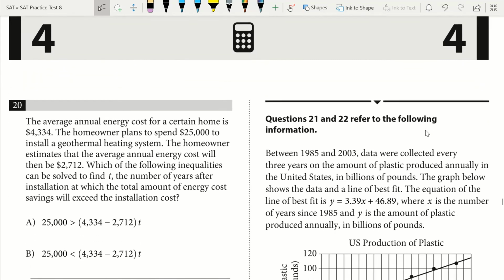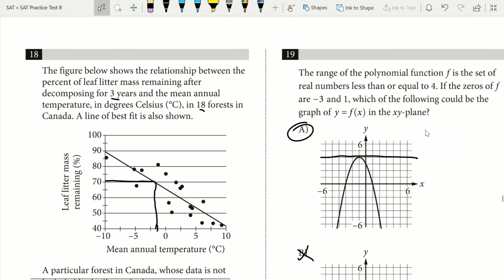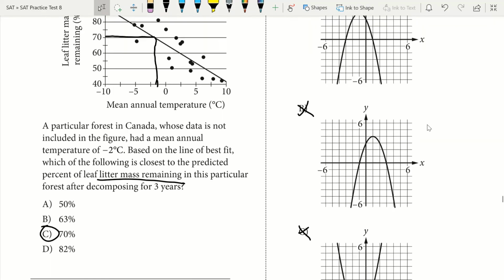I move on. Question 20, I'll go ahead and just make sure, right? It's asking which of the following could be the graph of y equals f of x in the xy plane, which is what I assumed it was, but always make sure. So, yep, answer is going to be A.